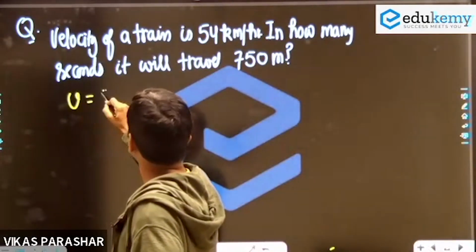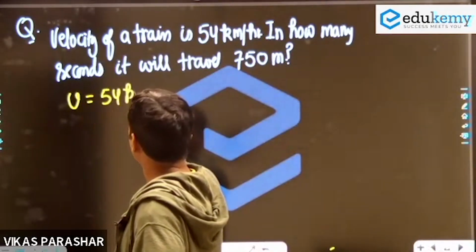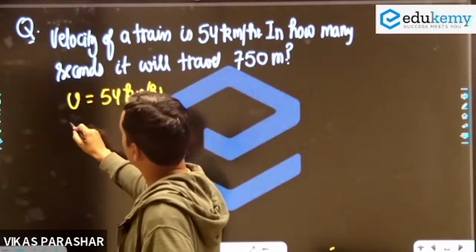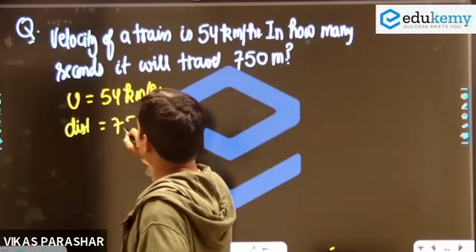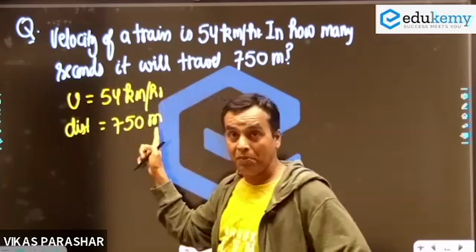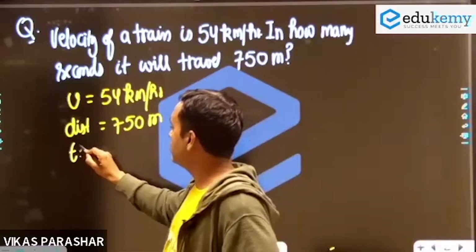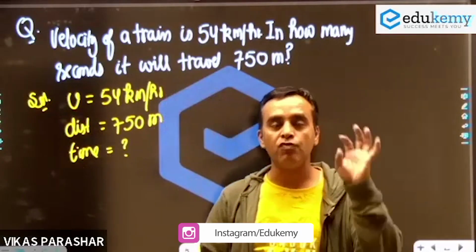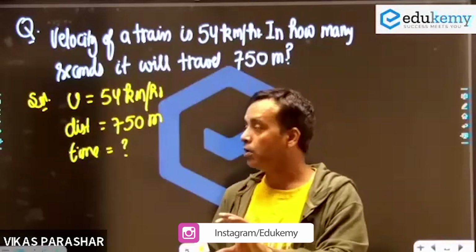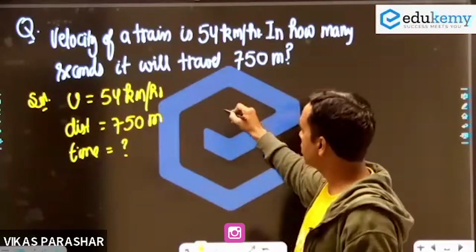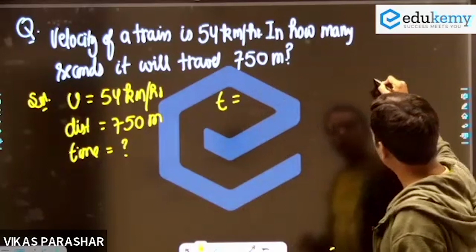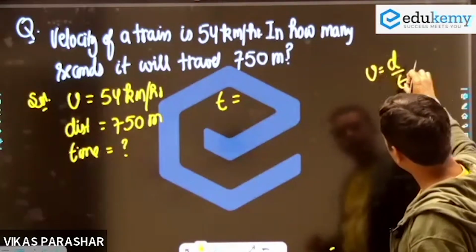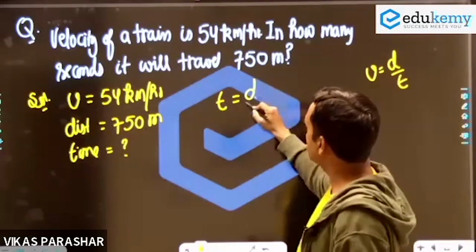Velocity is given as 54 kilometer per hour. In how many seconds will it travel? Distance is given as 750 meter. देखो, distance is given in meters and you want to find the time. I told you only one formula is required to solve any question of time and distance: velocity equals distance upon time. You want to find the time, so cross multiply: time equals distance upon velocity.